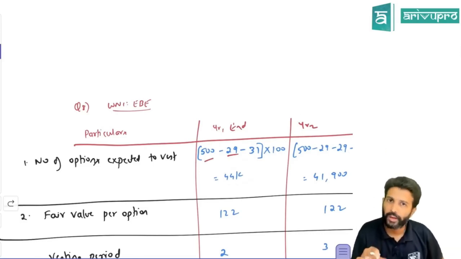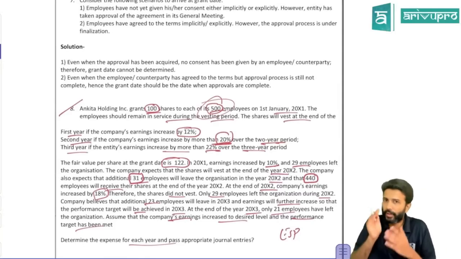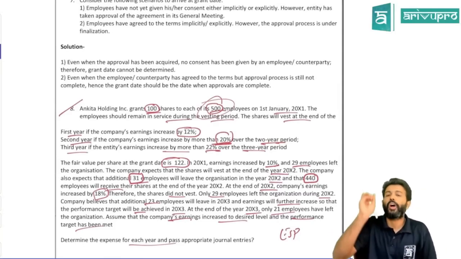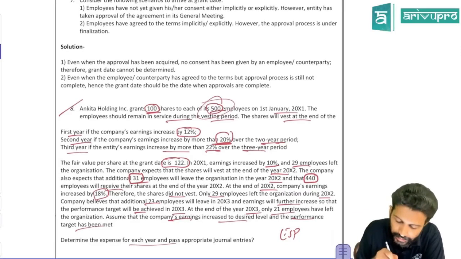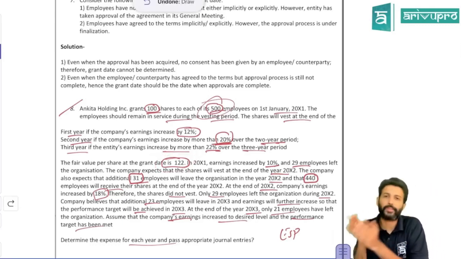That is one. Okay. And what is the fair value of each option? You have to find out for equity shares. For equity, there is no remeasurement. On the grant date, you check the fair value. What is the grant date fair value? Somewhere we saw here, no? The fair value of the equity shares on the grant date is 122. On that day, you find out the fair value.